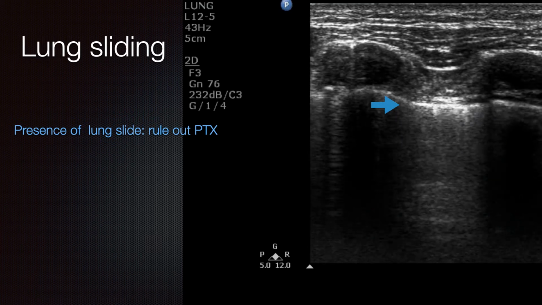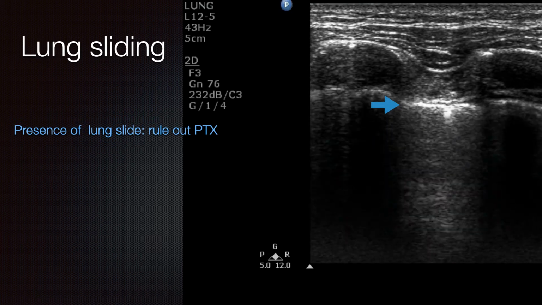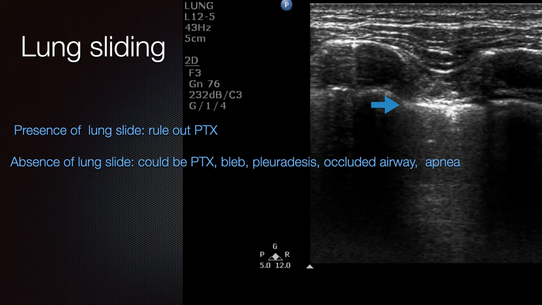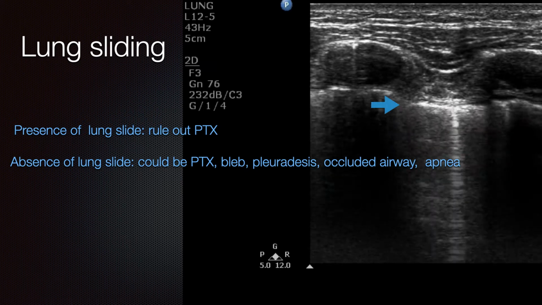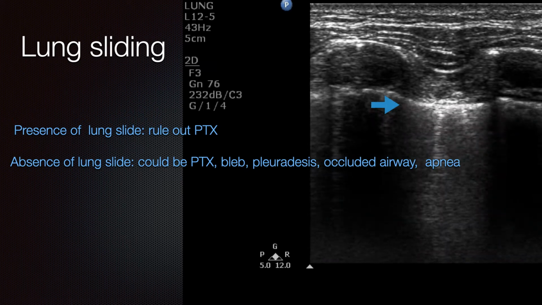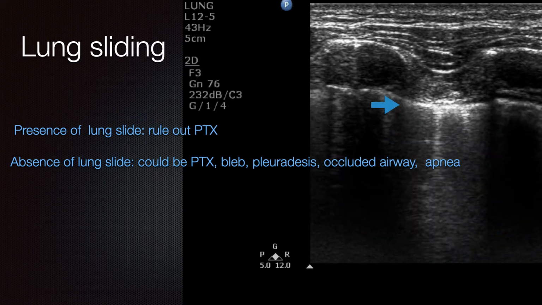But it's very important to remember that the absence of lung sliding here does not mean there is a pneumothorax. You can have blebs or pleurodesis, scars, an occluded airway, apnea, other things that cause lack of pleural sliding. But again, if you see lung sliding there, you know that in that region there is not a pneumothorax.